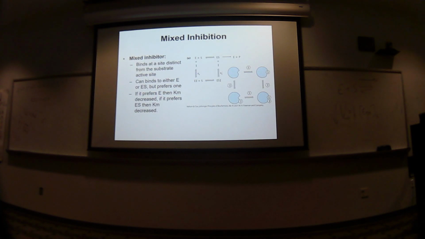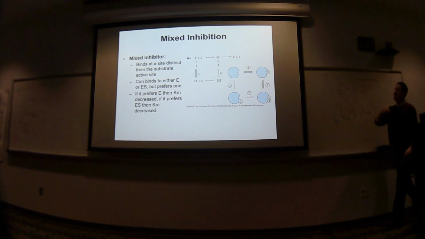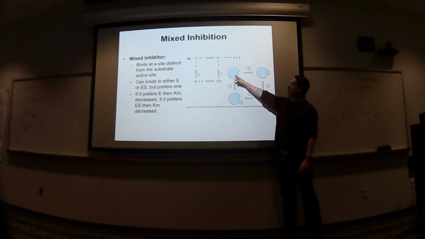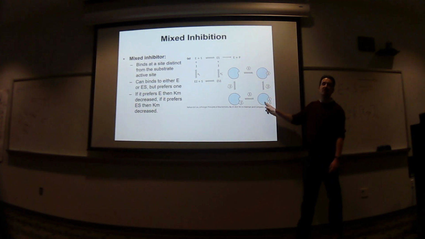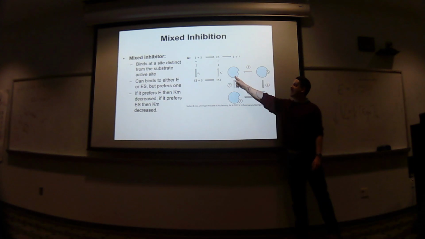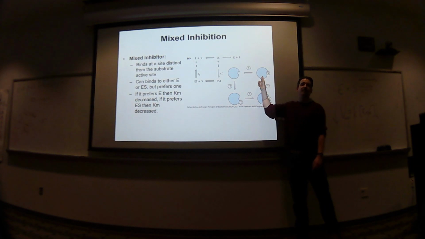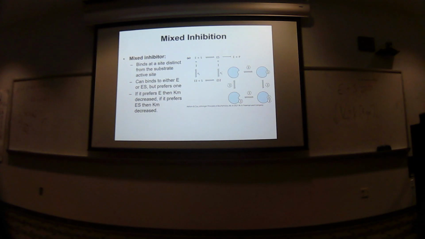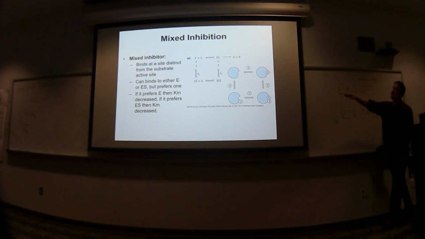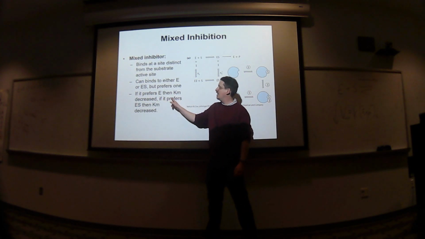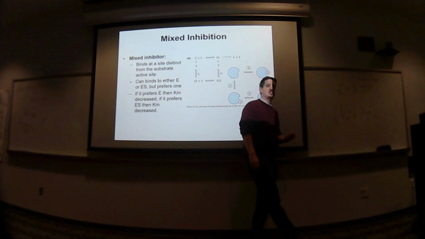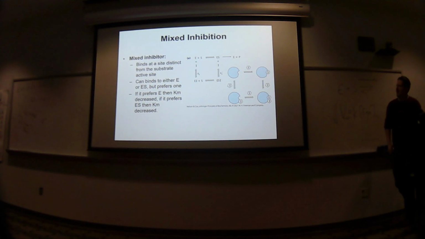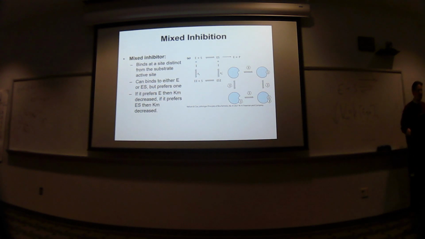The mixed type inhibitor will bind to either. So if you have our empty enzyme, the inhibitor could bind to the empty enzyme, or the substrate could bind and then the inhibitor could bind. So the inhibitor can bind to E0 or ES. It binds to either. Now it may prefer the empty enzyme, in which case the Km will decrease. If it prefers the enzyme bound to the substrate, the enzyme substrate complex, then Km is increased. That's a typo.